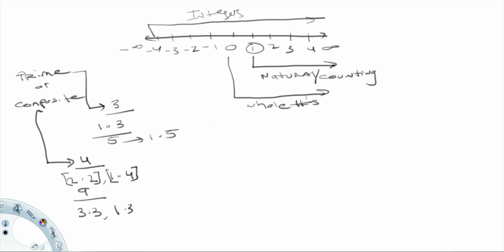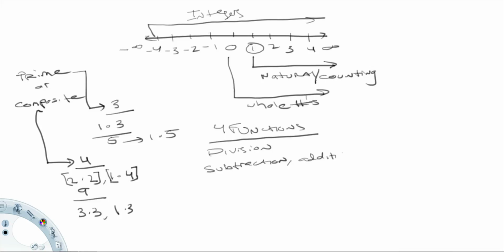Okay, now let me go forwards a little bit. There were 4 fundamental functions, fundamental overlying functions, that we usually perform on numbers. It's division, subtraction, addition, and multiplication. The reason why I wrote them side by side is because these go hand in hand, and subtraction and addition go hand in hand.